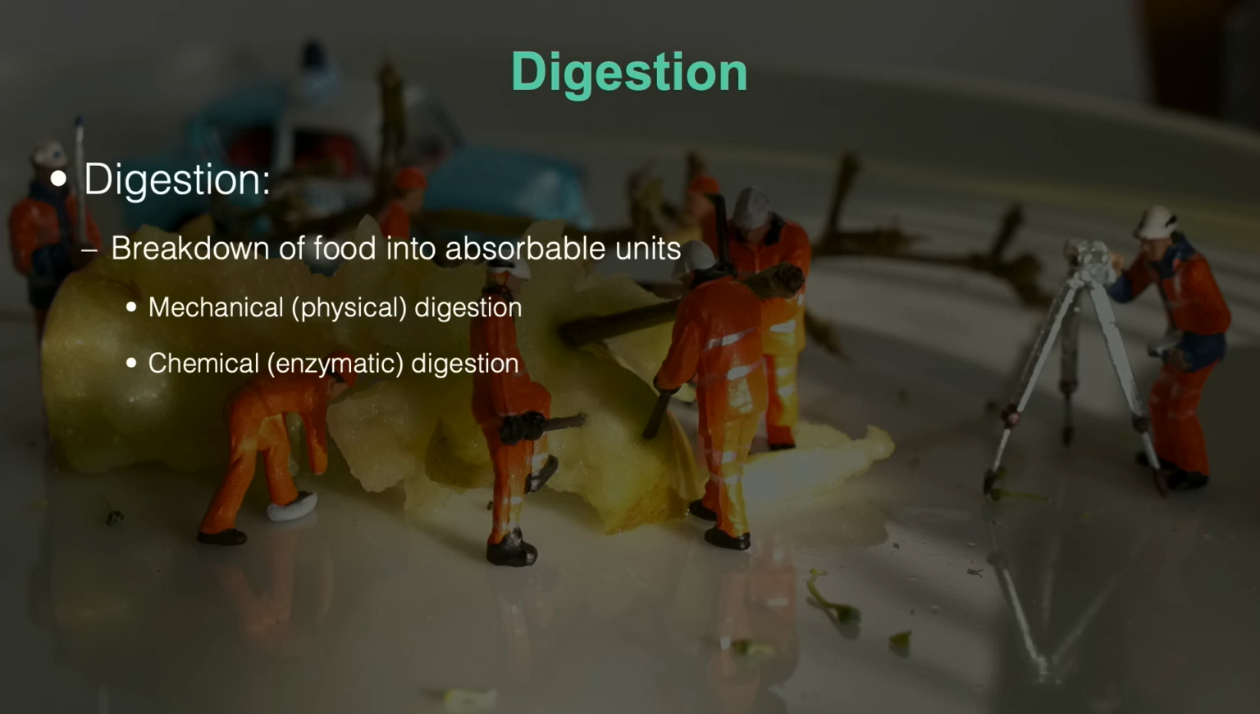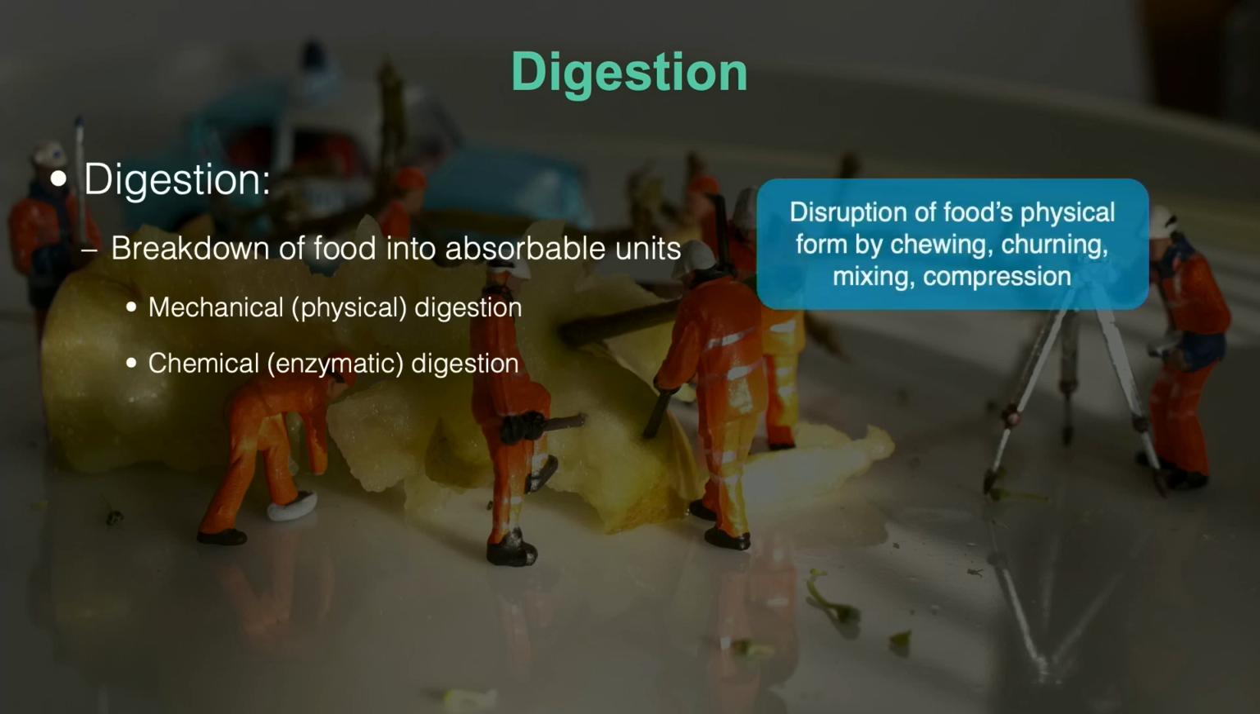You can think of mechanical digestion as physical breakdown of food structure. Chewing, churning, mixing, squishing, compression, even heat in some cases will affect the physical structure of the food you take in. Mechanical breakdown helps to give access to the secretions and enzymes that perform the chemical digestion.